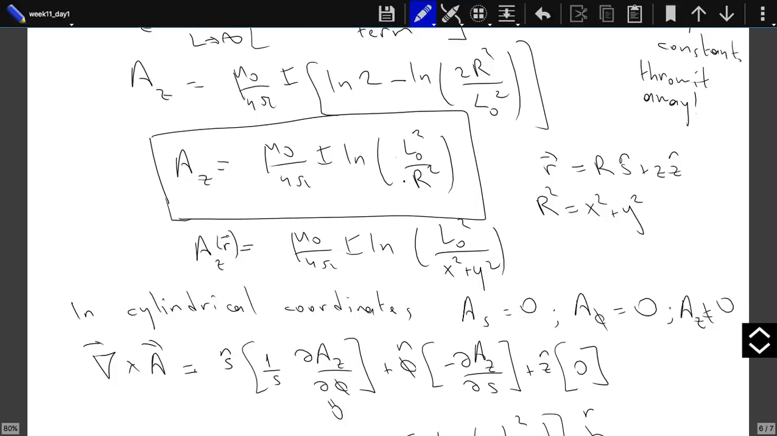Let's see, if r is less than L0, look at this number. If r is less than L0, then this is a number larger than 1, the logarithm of a number larger than 1 is positive, so A_z is positive. If r is larger than L0, then L0 squared over r squared is a number less than 1. The logarithm of a number less than 1 is negative. So A_z is negative, my vector potential is in the minus z direction. So these are how the vector potential lines look like.